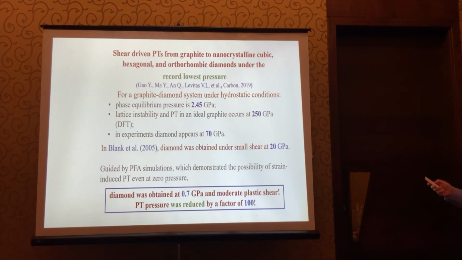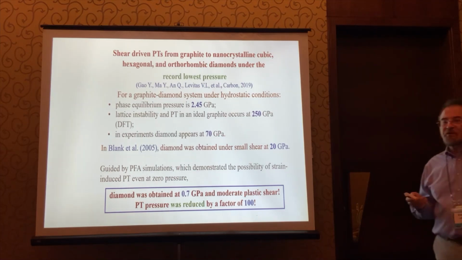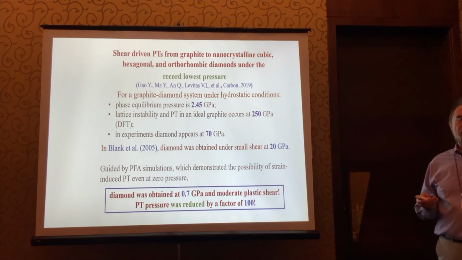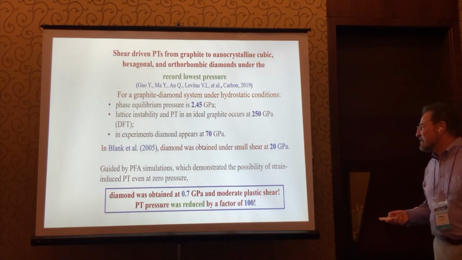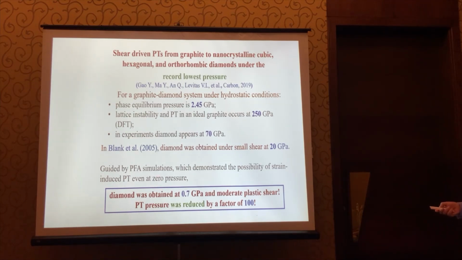Example, graphite to diamond. Under hydrostatic condition, it appears at 70 GPa. Our phase field simulations predicted that it can occur even close to zero. And this motivated low pressure experiments, and indeed diamond was obtained at 0.7 GPa, which is 100 times smaller than under hydrostatic conditions. This is absolute record in pressure reduction. Now, if it can be scaled up, it will have technological consequence.